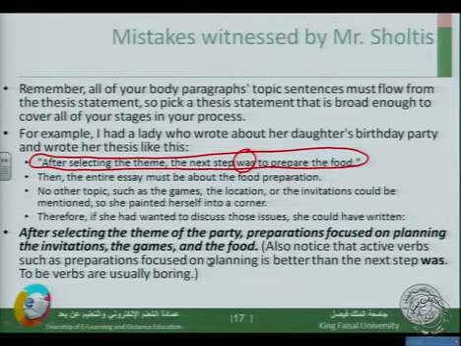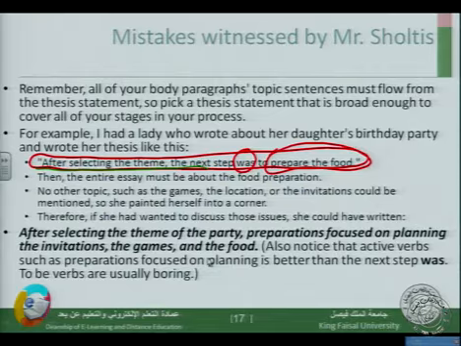So, this is her thesis statement. What you expect, because she said the next step was to prepare the food, is that the entire essay must be about preparations, the food, right? But no, she mentioned something like games, locations, invitations. Therefore, she should write, after selecting the theme of the party, preparations focused on planning the invitations, the games, and the food.